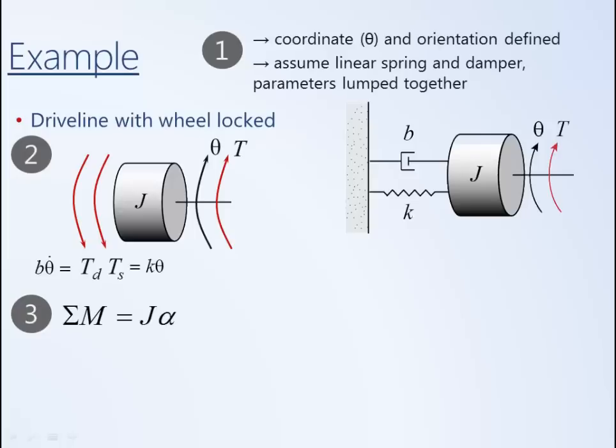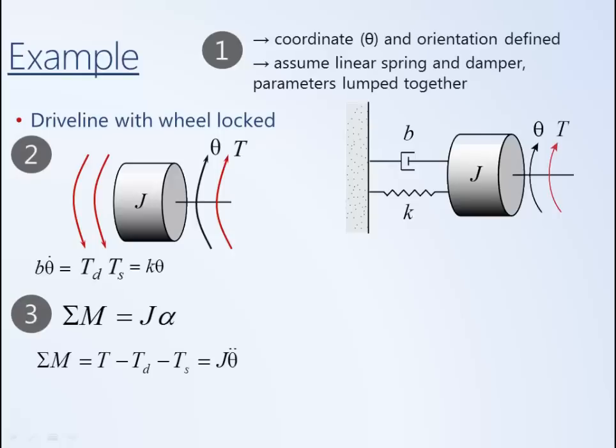the external moments that we have are the applied torque T, which is in the direction of positive theta, so it's positive, and then we have the spring torque and the damper torque, which are in the opposite direction, so they're negative. Since theta defines angular displacement, its derivative with respect to time will give us angular velocity, theta dot, and the second derivative will give us angular acceleration, theta double dot.